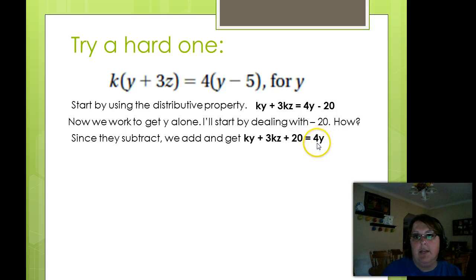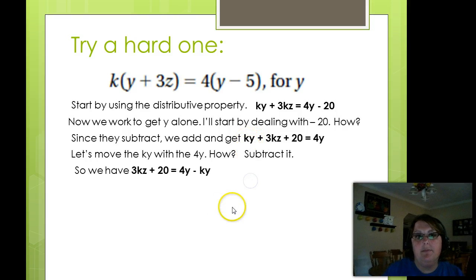Well, it starts to look like it's not going to be that hard to get y alone, but we still have y on both sides of the equal sign. So let's move the ky with the 4y. Again, there's no sign in front of the ky, so we have to assume that it's positive, so we subtract it, which gives us 3kz plus 20 equals 4y minus ky.